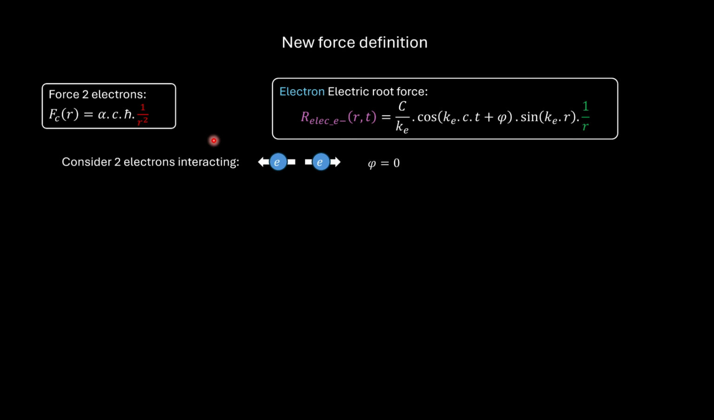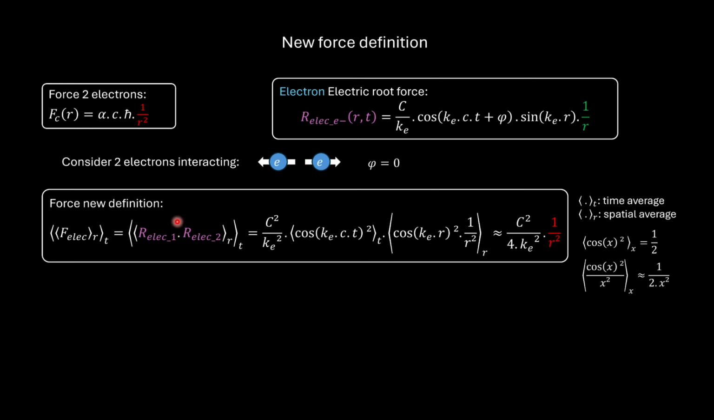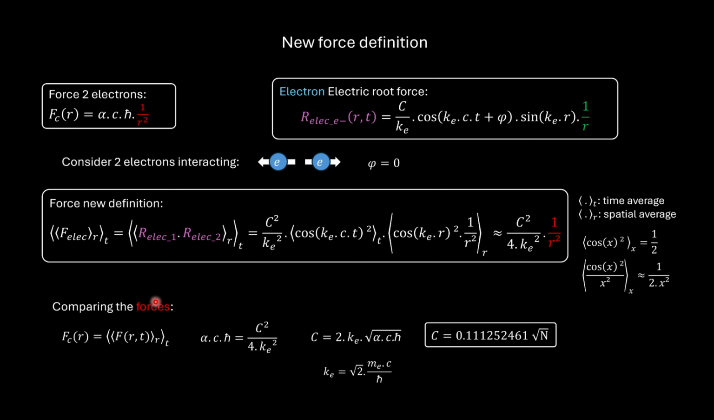So we have our electron electric root force, and the force is defined as the product. Taking the spatial and time average of the new force we defined, we find this value. If we compare it to the Coulomb force, they should have the same amplitude. It gives this equation. We find that our constant c must equal this value so that the two forces match.